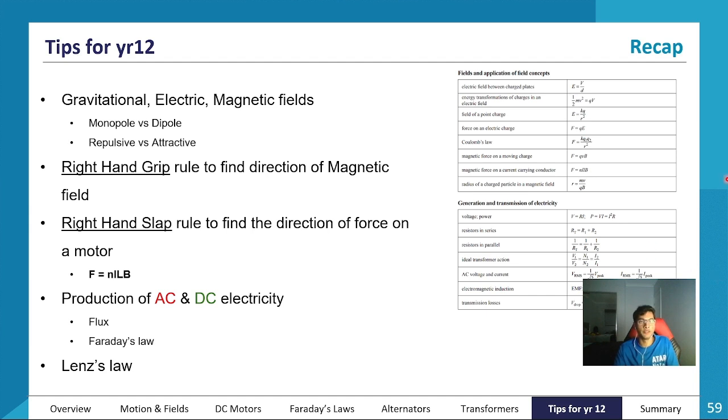We also learned about the right-hand grip rule, which is used to find the direction of a magnetic field in a coil, and the right-hand slap rule, which is used to find the force on a coil or a piece of wire. And we use that to spin a motor, or we can use that to produce electricity, AC or DC.